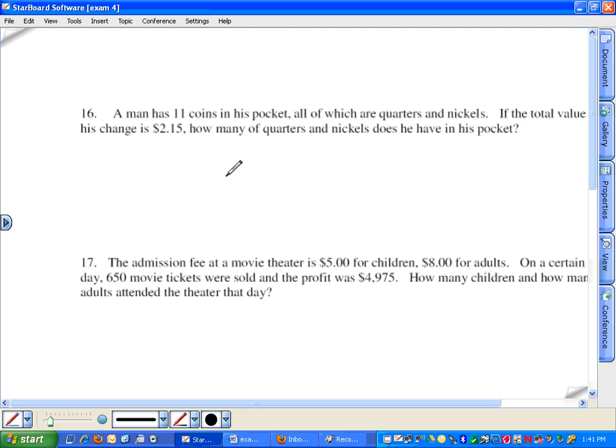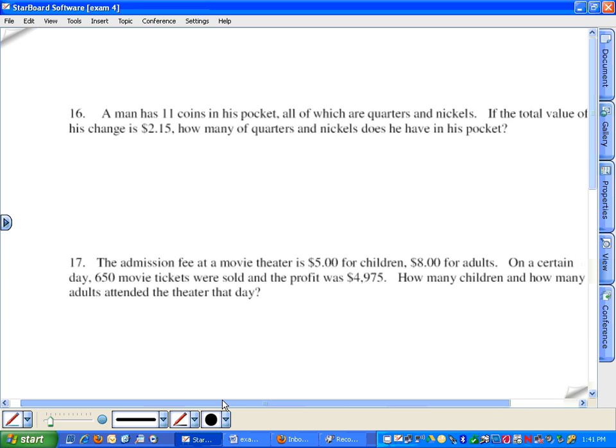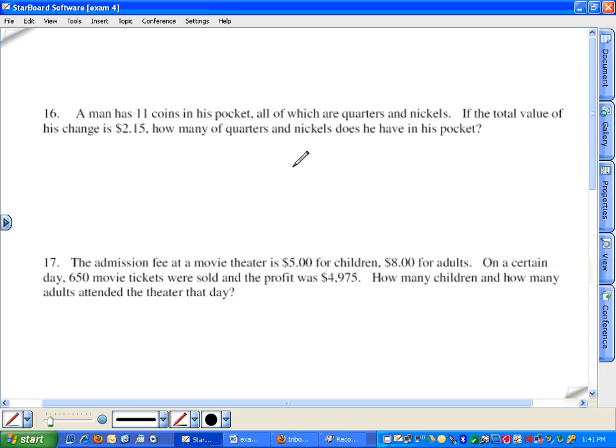Okay, part 3 of exam review, or exam 4 review. This will cover all of the story problems. So in any story problem, we need to know what they're asking. How many quarters and nickels does this guy have in his pocket? We don't know how many of each, so we need to have variables.